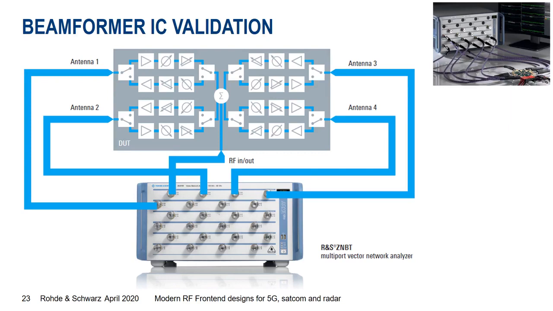And there are variants of those beamformers not only with 4 antennas, probably dual polarized, so we have already 8 antenna connections plus the RF in-out, or even up to 16 antenna elements. So a multi-port VNA, which is scalable and supports up to 40 gigahertz, is able to do the job.